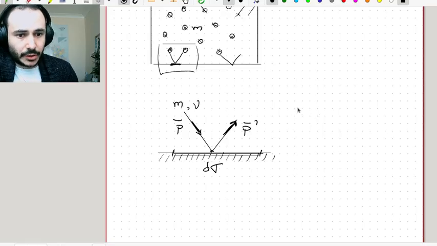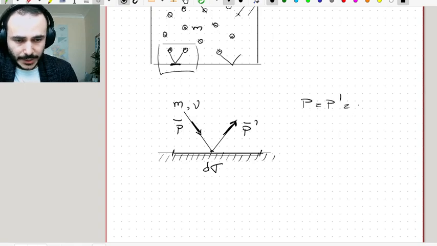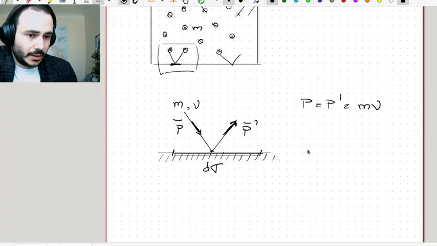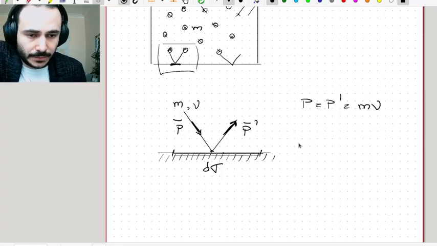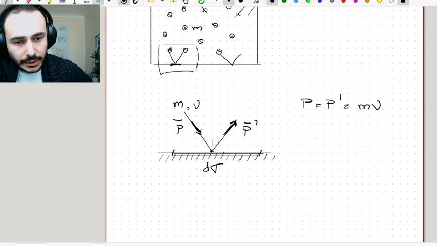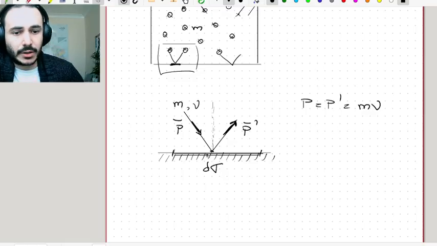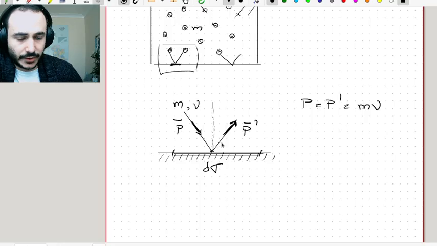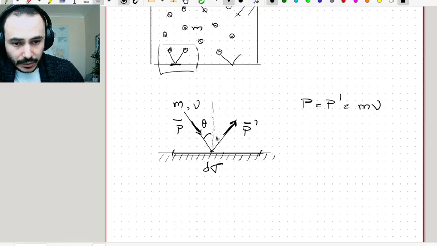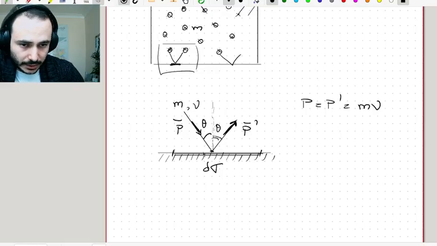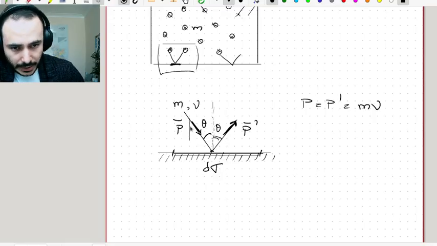Because we say that the collision is elastic, of course the modulus of p equals the modulus of p prime, which is nothing but mv, right? Because that's what we are given here. And then, well, I just want to write what is the momentum transferred to this surface d sigma in one collision. So I'm going to draw the normal to the surface of the wall of the container, and this angle here I'm going to give it a name, theta. Of course this other angle here is also theta, and if you like, this angle here is also theta. I'm going to use that later.